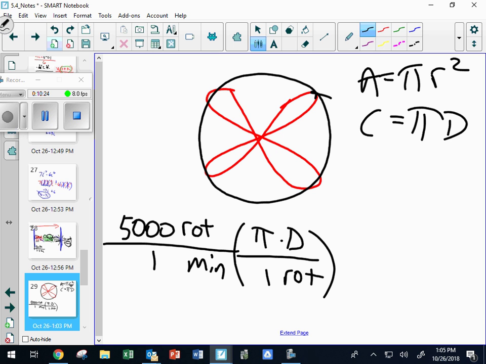9. 9 what? Yeah, it's 9 pi what? Inches. Now I have inches per minute. Do you think you could change that to miles per hour? Sure could. Get inches out of there. 12 inches is a foot.